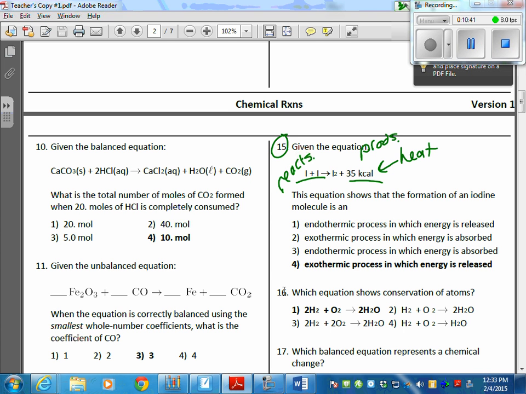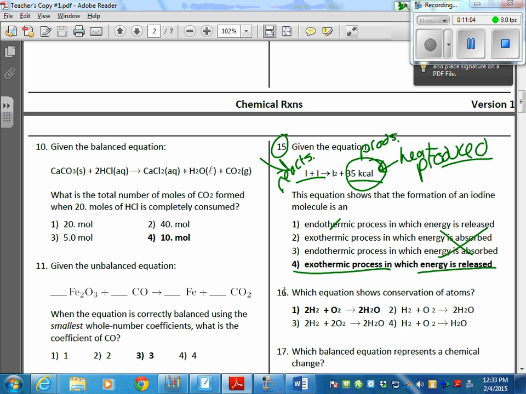Okay? Your reactants form your products. Your reactants produce your products. So in this case, I produce heat. Heat is a product. It is produced. That means it's exothermic. Okay? And energy is released. If the energy was absorbed, it would go in over here, but it's coming out. So energy is not absorbed, and it's exothermic.